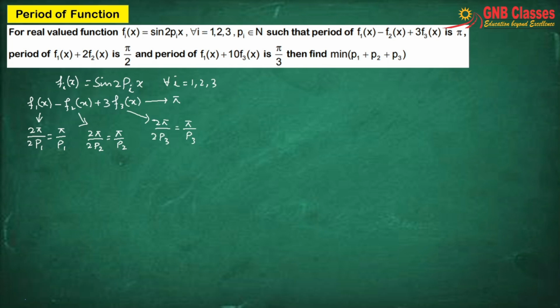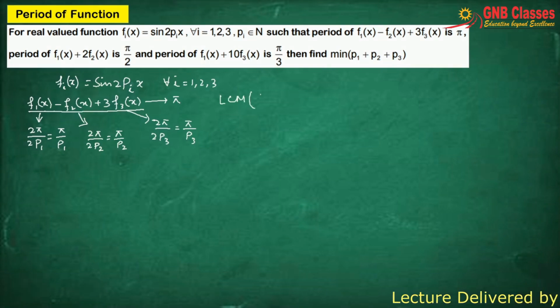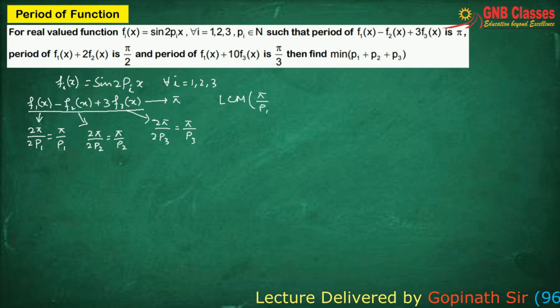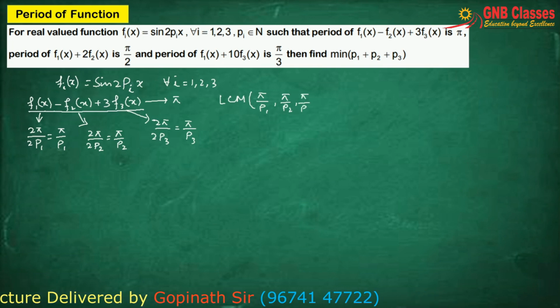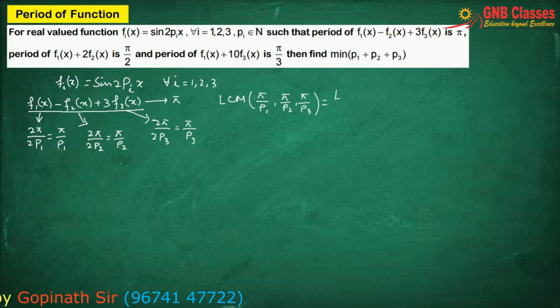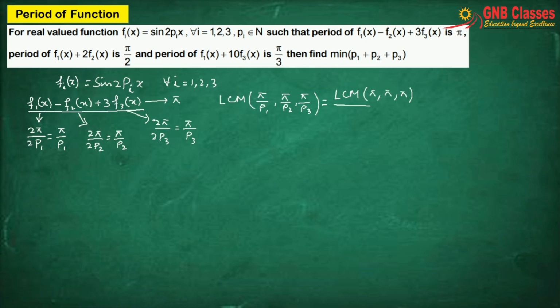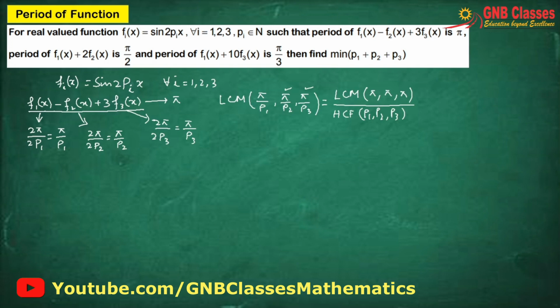Therefore, the period for this function f1(x) minus f2(x) plus 3 times f3(x) is nothing but LCM of π/p1, π/p2 and π/p3, which is equal to LCM of π, π and π divided by HCF of p1, p2 and p3. Is it clear?